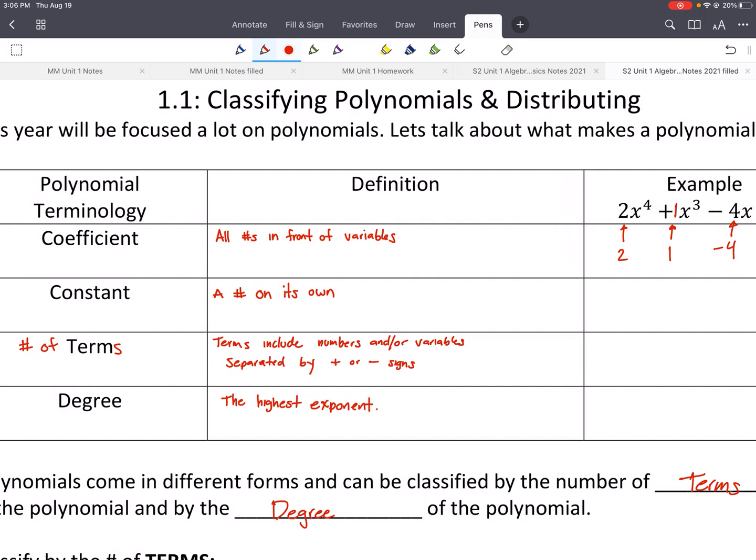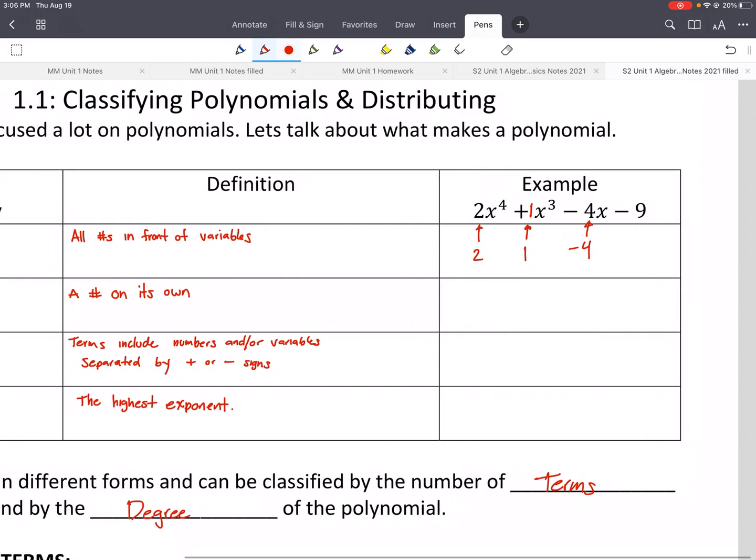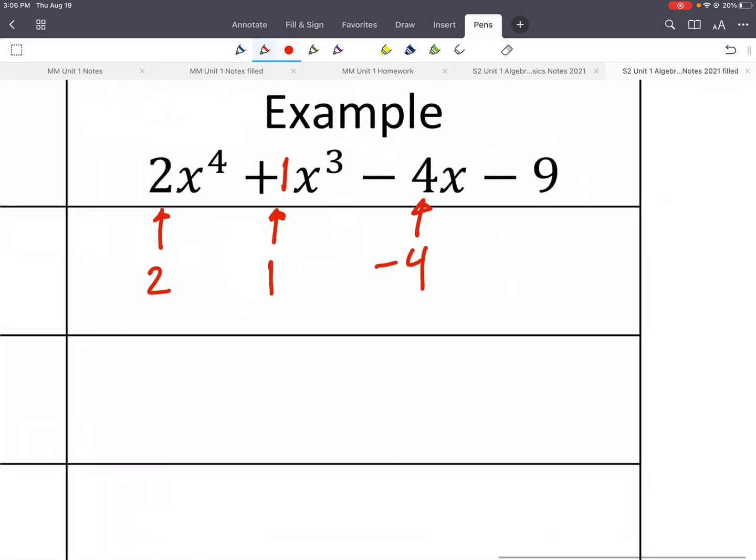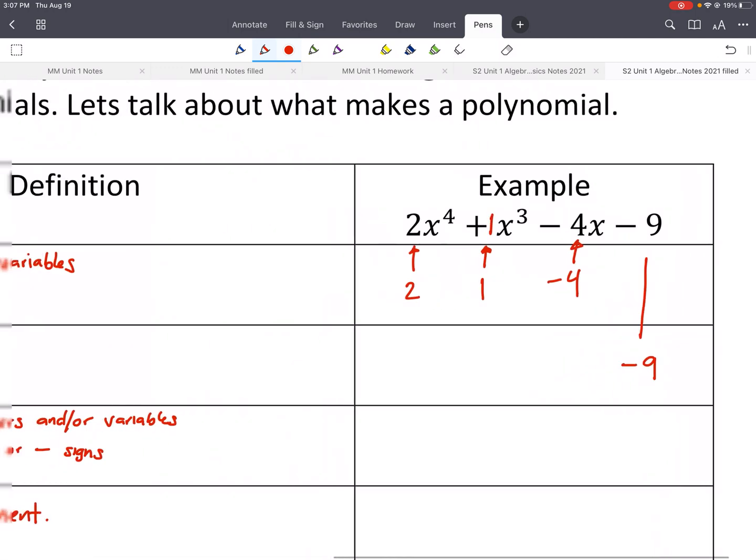All right, next we have the constant. It's a number on its own. So if we look at this example, our constant would be the -9. Make sure that when we identify this vocab, or if I ask you to find the constants or the coefficients, the signs go with it. So here we have this -4, or here we have this -9. So the signs go with the number.